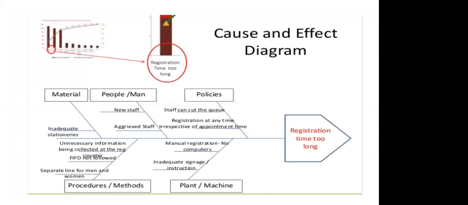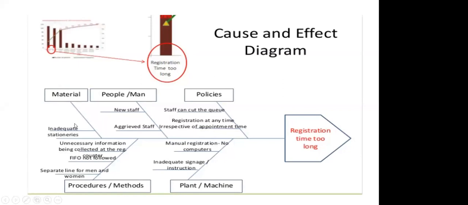So, considering one of the reasons for the problem from the Pareto chart, I have created a cause and effect diagram. The reason I selected is registration time too long, which I marked in the effect section. The causes are marked in the spine. Here I marked 5 major causes, that is material, people or man, policies, procedures or methods, plant and machine.